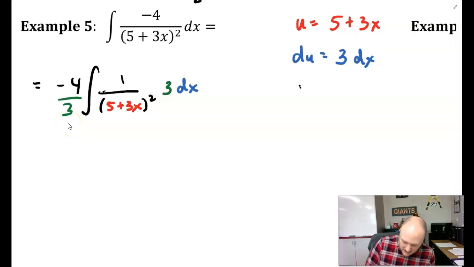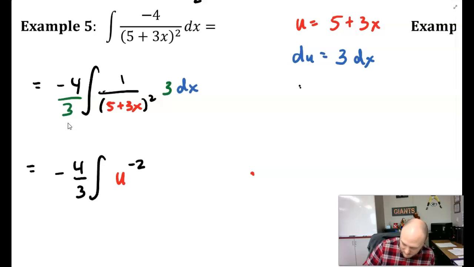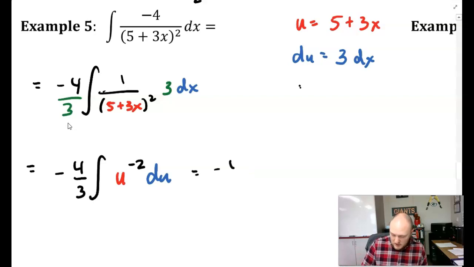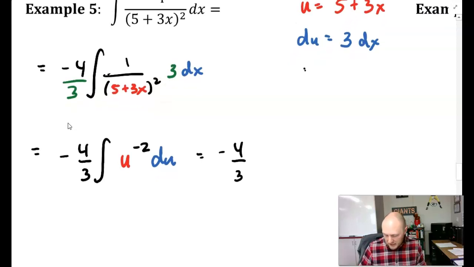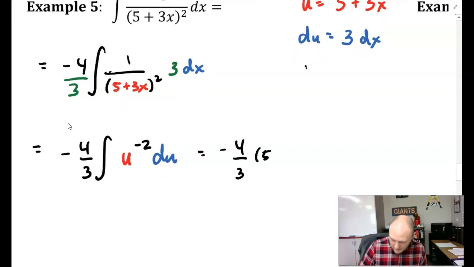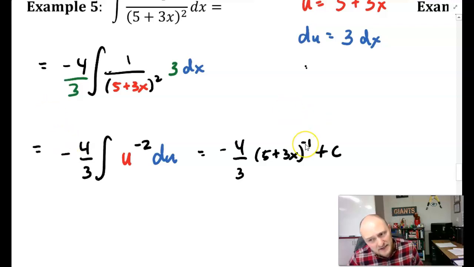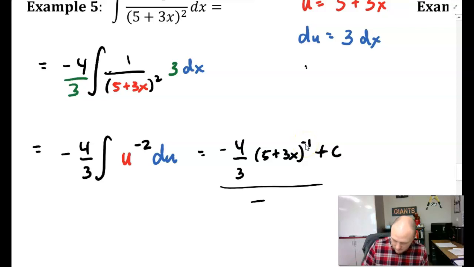Okay, so now I can make my u substitution. We have negative 4/3 of the integral of u to the power of negative 2 du. Which is just simple power rule: negative 4/3 u to the power of negative 1, so 5 plus 3x to the power of negative 1, plus a constant, and we're going to divide by the new power. Divide by negative 1. I'm just going to divide all this by negative 1.